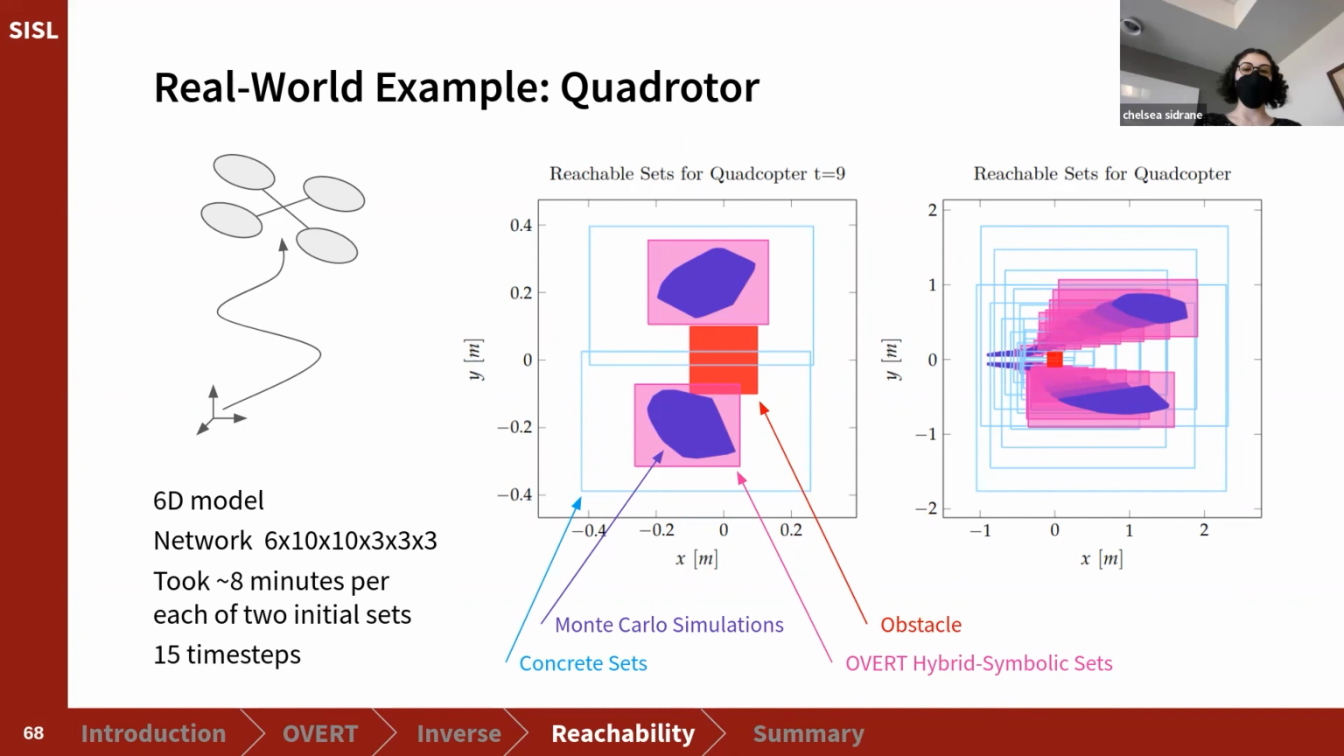We can see in this plot on the left that the verification believes the system is unsafe. The red and pink sets overlap, but this seems reasonable given that the purple set of true trajectories comes really close to the red obstacle. And on the right plot, we have a time history of 15 time steps.